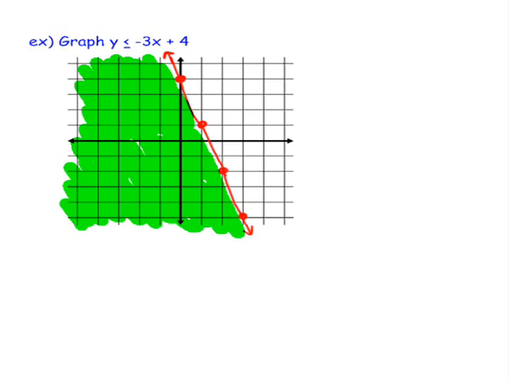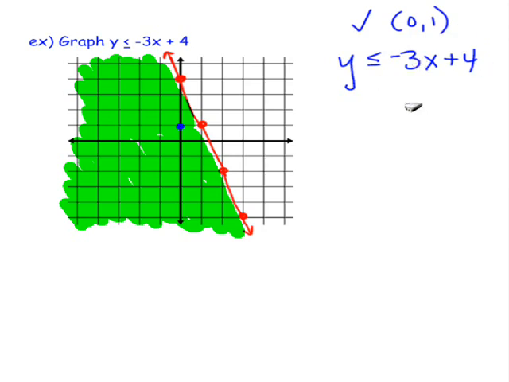So let's do this. What if you're still not sold on the fact that I shaded the correct spot? Let's do a check. An easy point to check. Let's do this one, (0, 1). Let's check (0, 1) and see what happens.